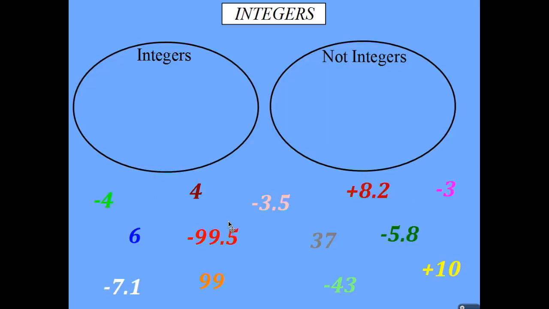Okay, so let's go ahead and, using those ideas, what I'd like you to do is draw these 2 circles in your notebook, and then place each of these numbers, there are 13 numbers, into the appropriate box.